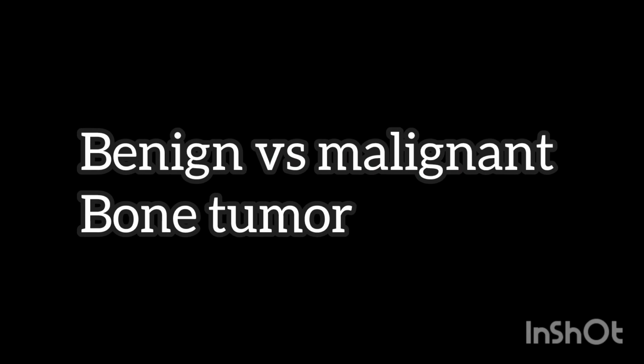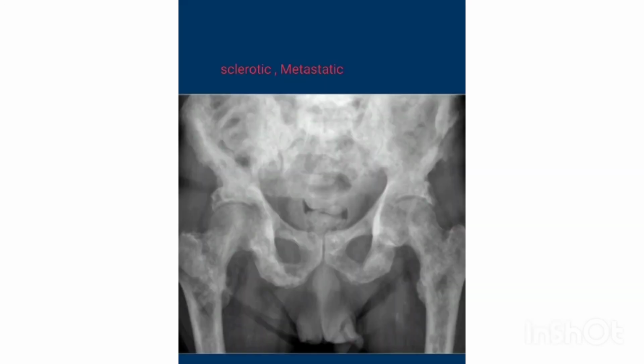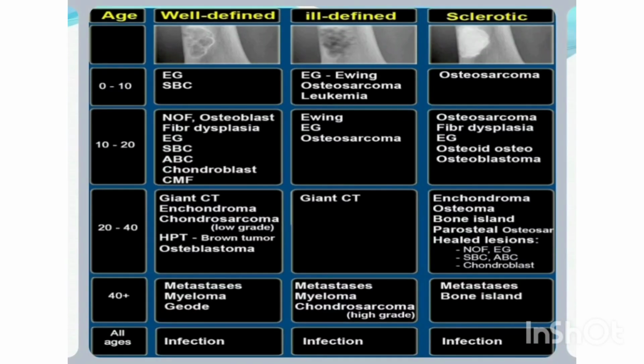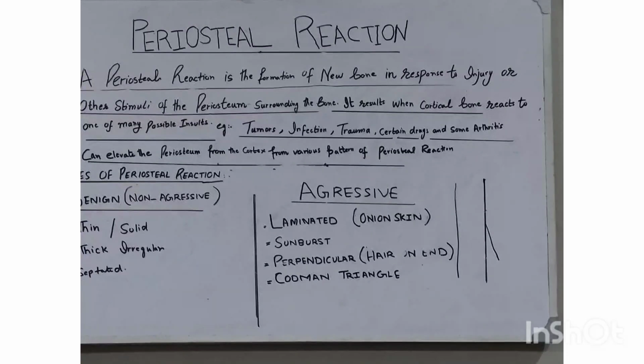Eccentric tumors can be aneurysmal bone cyst, non-ossifying fibroma, chondromyxoid fibroma, and osteoma. Benign versus malignant bone tumor. If we compare both, the benign has a well-defined sclerotic border, while the malignant has a sunburst or laminated type of periosteal reaction. The benign lacks soft tissue mass or involvement, while the malignant has soft tissue involvement and a permeative pattern. Benign has a narrow zone of transition, while malignant has a wide zone of transition.